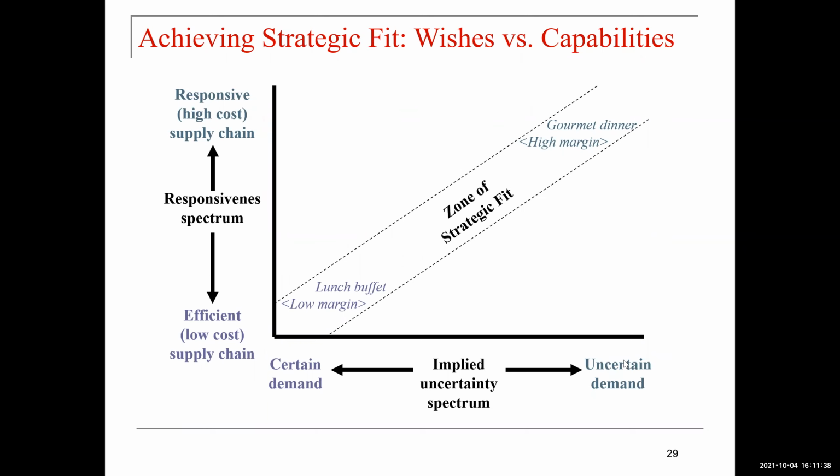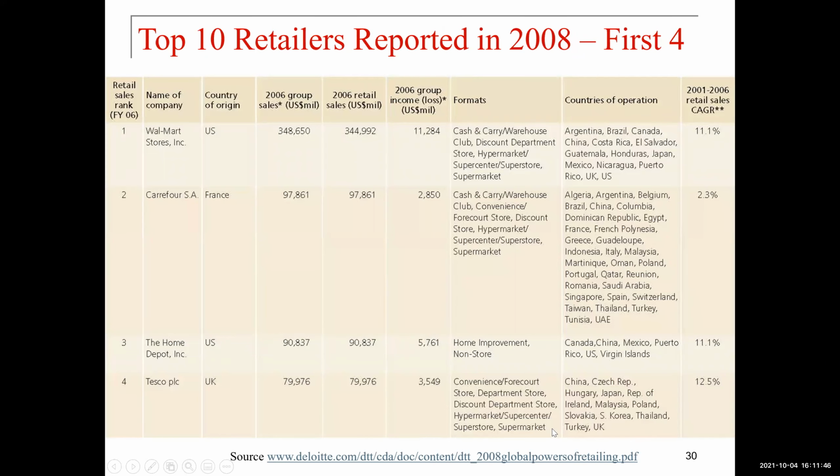Everything outside those regions will make the supply chains inefficient, and it will cost you more than what you have, or you're not going to be able to make profit. So I have some information here, top 10 retailers reported in 2008. You can look at this on your own. We have Walmart, Carrefour, the Home Depot, and Tesco in the United Kingdom.